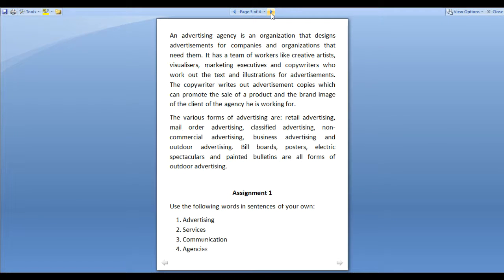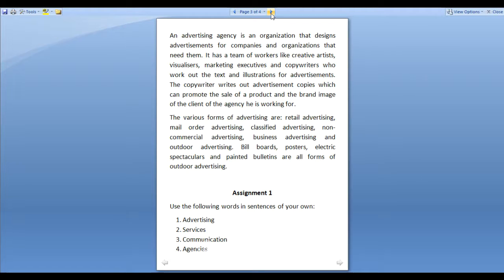An advertising agency is an organization that designs advertisements for companies and organizations that need them. It has a team of workers like creative artists, visualizers, marketing executives, and copywriters who work out the text and illustration for advertisements. So whenever an advertiser comes to an advertising agent, you give them your idea of what you want the advertisement to look like. Then the creative artist will design what the advertisement will look like. The visualizer will look into the design and see if it fits or doesn't fit, then make adjustments where necessary. Then the marketing executive will be in charge of telling you what your work should cost you.